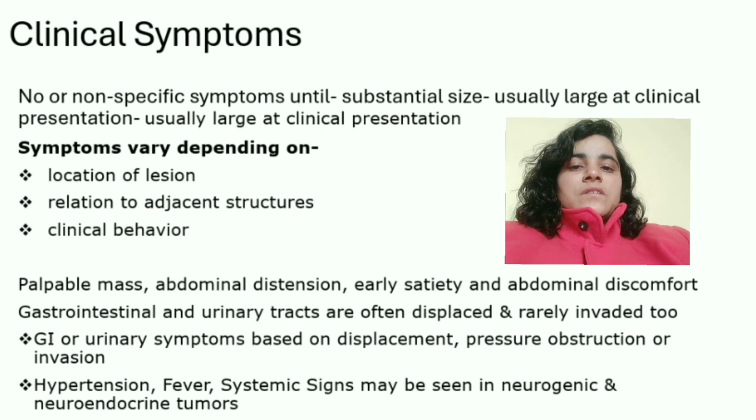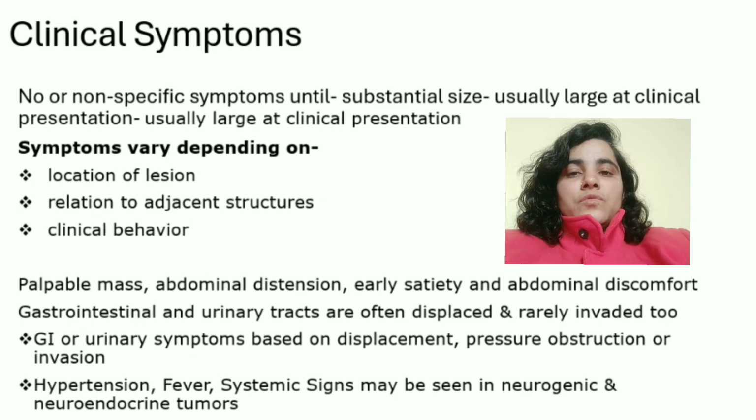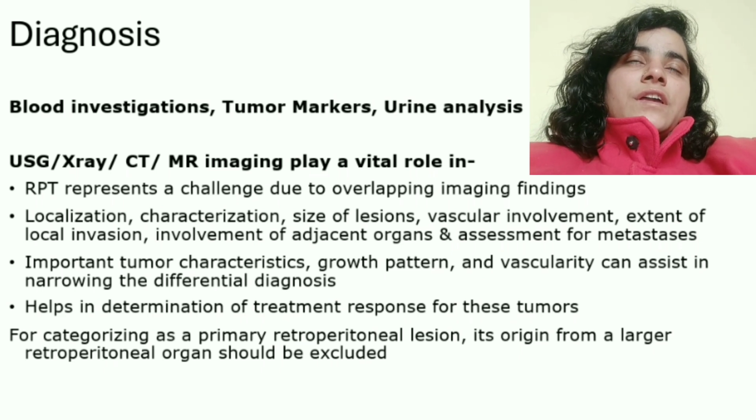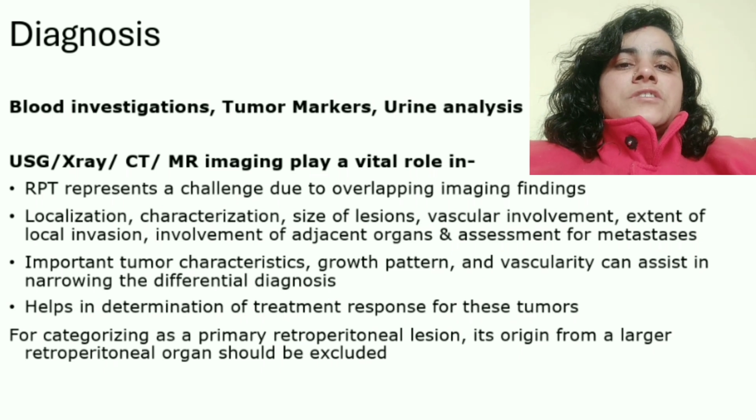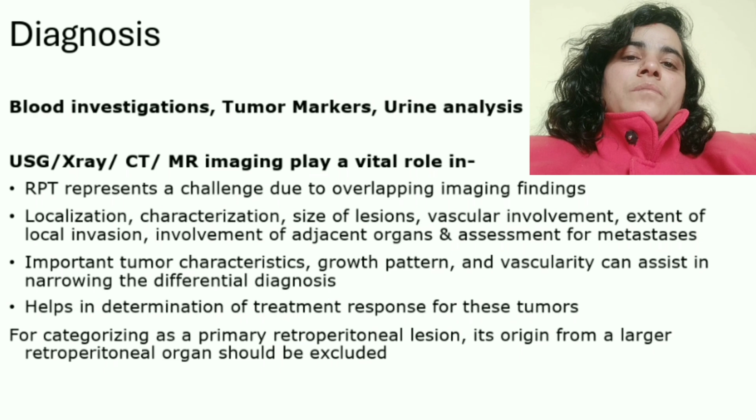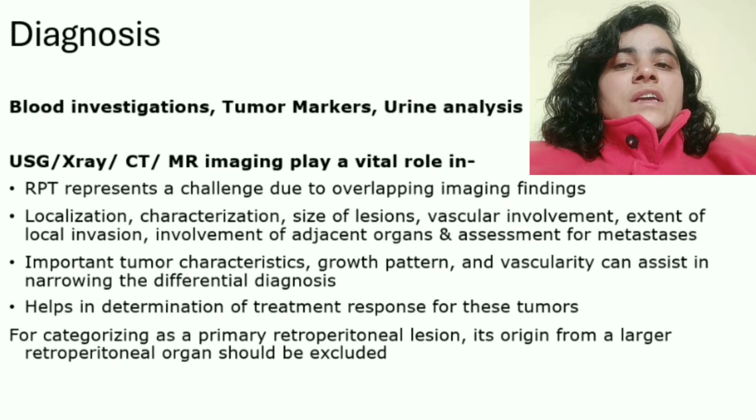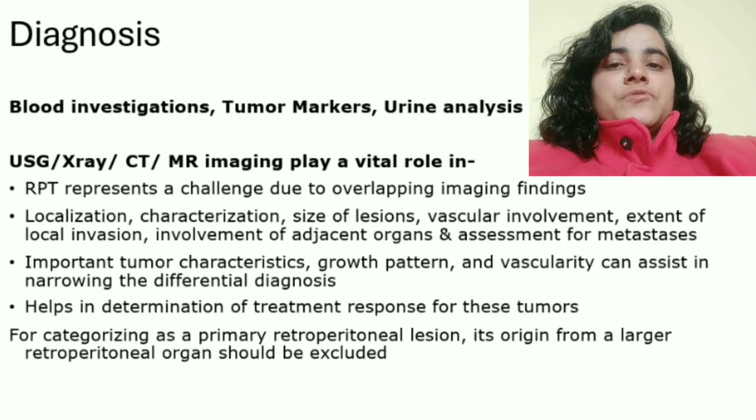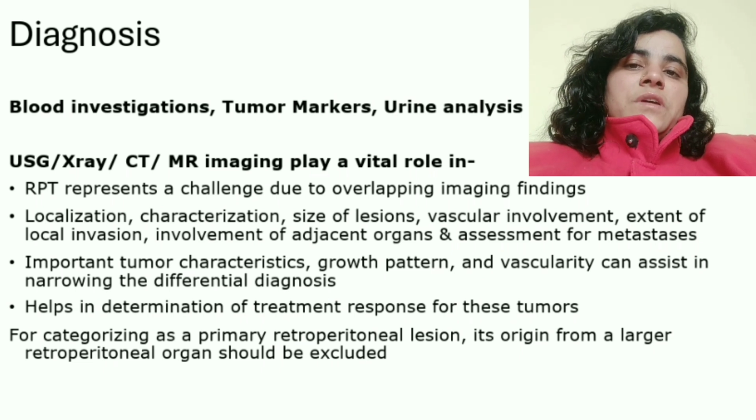Hypertension, fever, and systemic signs can also be seen in patients of neuroendocrine tumors or other tumors like neuroblastomas. For diagnosis of these patients, blood investigation can be done along with tumor markers, and urinary analysis can be assisted by urinary catecholamine or the metabolites in case of neuroendocrine tumors. Ultrasonography, X-ray, CT scan, or MRI can be done in these patients, and these retroperitoneal masses represent a challenge due to the overlapping imaging findings.